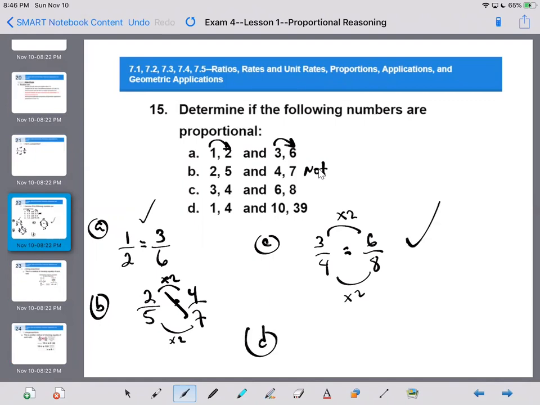D would be 1 to 4 and 10 to 39. Well, 1 multiplied by 10 is 10, but 4 multiplied by 10 is 40, not 39. So 10 to 39 and 1 to 4 would not be proportional.